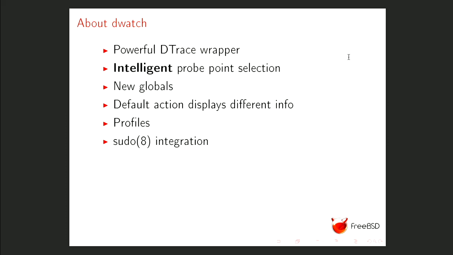So what precisely is DWatch? It's a dtrace wrapper. It has intelligent probe point selection to make that much easier. You get new globals you can ask for, although most of the time it just gives them to you. Default action displays are different. It's not just CPU ID, function, and name. It's much more. And we have profiles for selecting information out of probes to get that specific information that you don't get anywhere else globally. Like, if I'm watching proc:::exec, I ought to be able to see specific information about the execution of that process. And, of course, I can maybe contentiously integrate sudo so you don't actually have to use it.